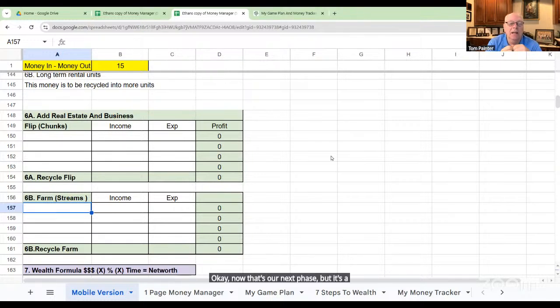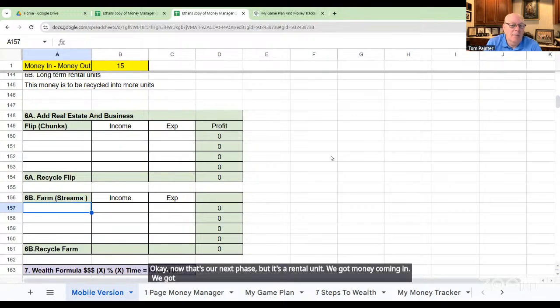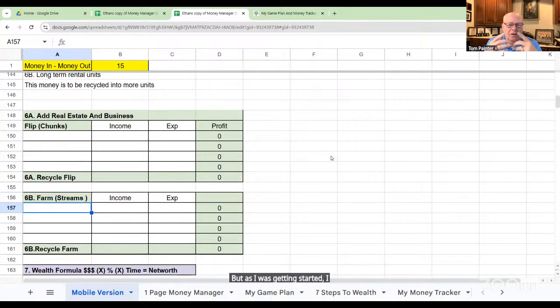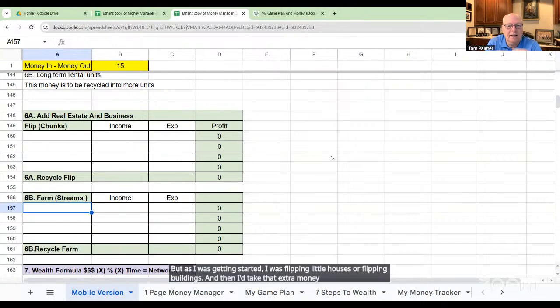We've got money coming in, we've got money going out. That's how I made $10 million, with all our rental units. It took quite a few years to do that. But as I was getting started, I was flipping little houses or flipping buildings, and then I'd take that extra money and I'd recycle it, recycle it, recycle it.